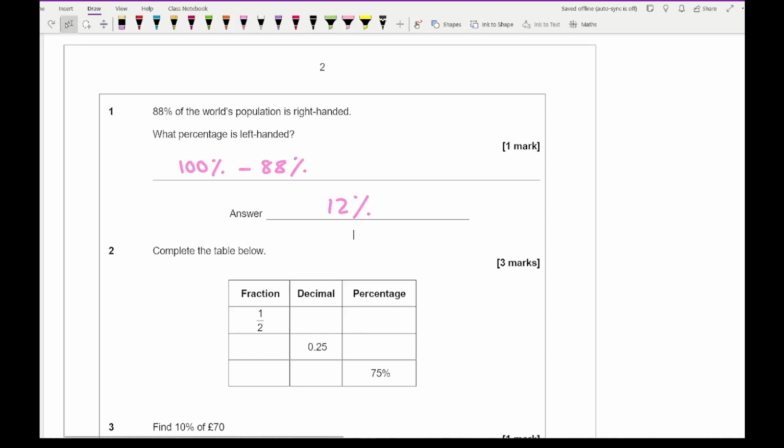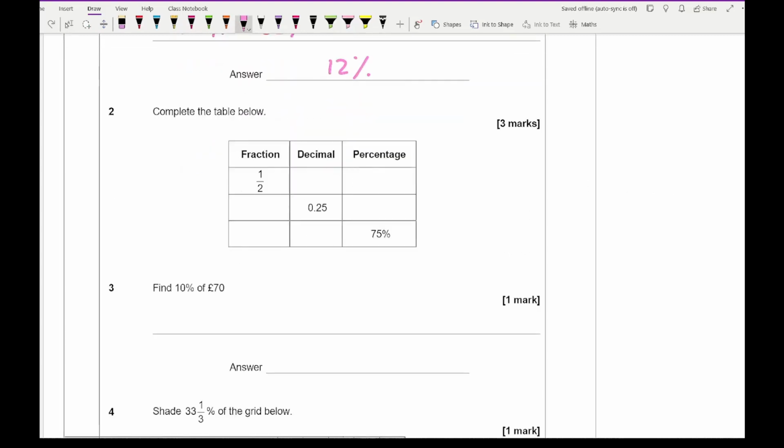Then for question 2, it says complete the table below. So all we need to do is just do the decimal, percentage and fractional equivalents. So for a half, it's going to be 0.5 and the percentage is 50%. And then the fraction for 0.25 is a quarter, and that is 25%. And for 75%, the decimal is going to be 0.75 and the fraction is going to be 3/4.